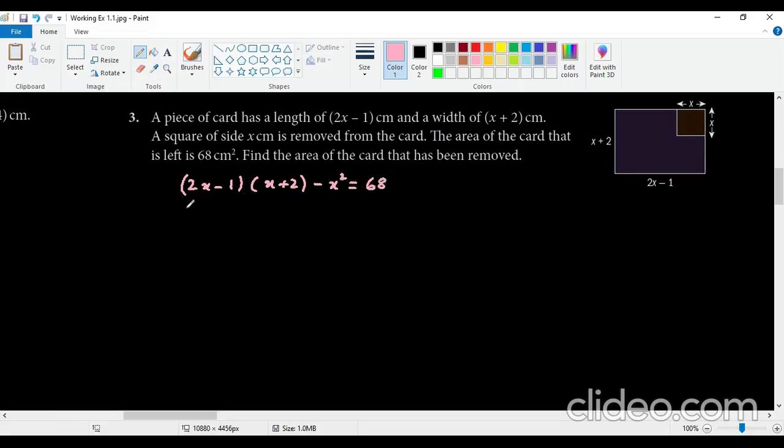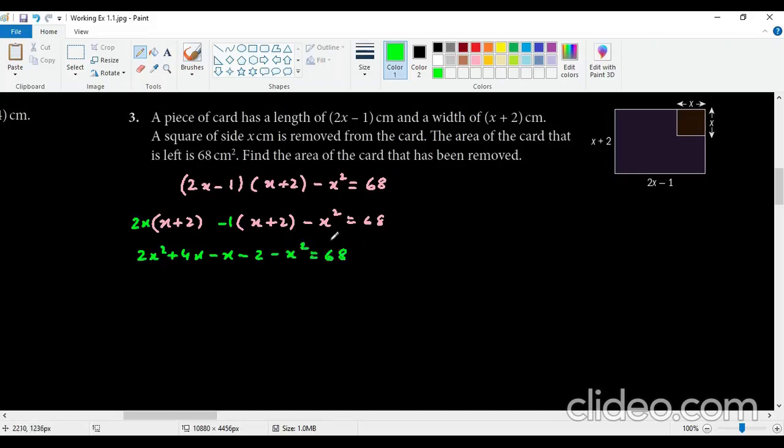68. Now in here I will write x plus 2 two different times, minus x square equals 68, and I will be multiplying this by 2x and minus 1 like this. So this is going to give you 2x square plus 4x minus x, and minus plus is a minus 2, minus x square equals 68. Now we are putting like terms together: 2x square minus x square plus 4x minus x and minus 2 minus 68 equals 0.